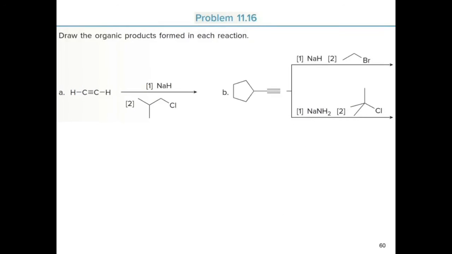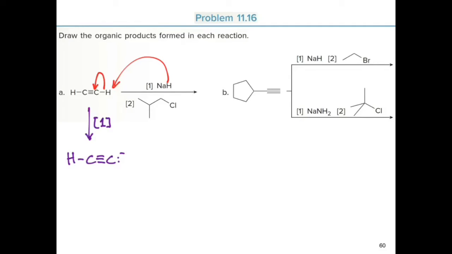So here's practice problem number 16. Draw the organic products formed in each reaction. So for the first one here, we have an acetylene reacting with sodium hydride and this alkyl chloride here. And so the first thing that you would want to do is react this alkyne with sodium hydride. And so we're basically deprotonating this alkyne here. So that's the very first step, is generating the ion, the acetylide ion.